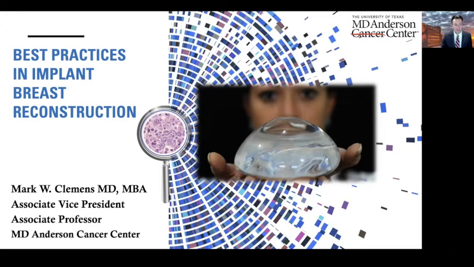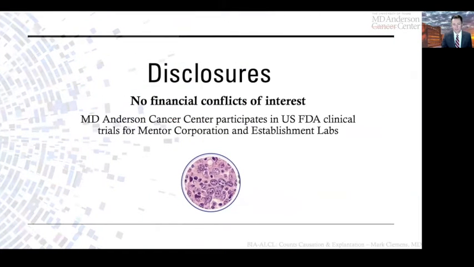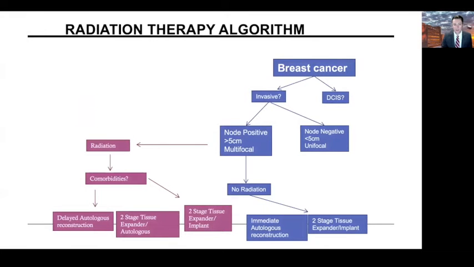Today we'll be covering best practices in implant breast reconstruction. I want to first note that I have no financial conflicts of interest, though MD Anderson does participate in US FDA clinical trials. I want to start with our algorithm for treatment of patients with breast implants as well as autologous reconstruction, which basically breaks down into two separate pathways based upon the need for radiation therapy to the right, as well as no radiation therapy, which can be reconstructed with a two-stage tissue expander to implant or a direct implant reconstruction.